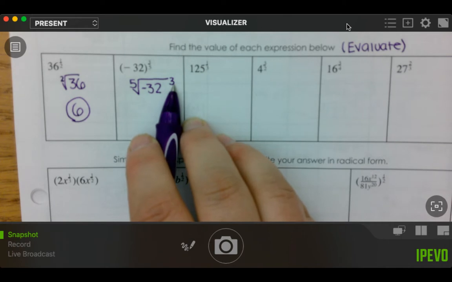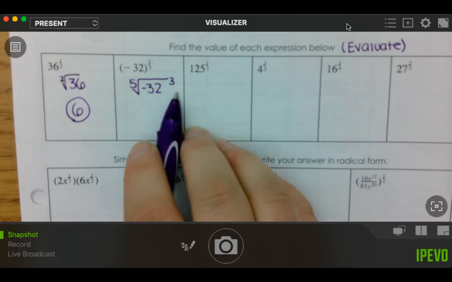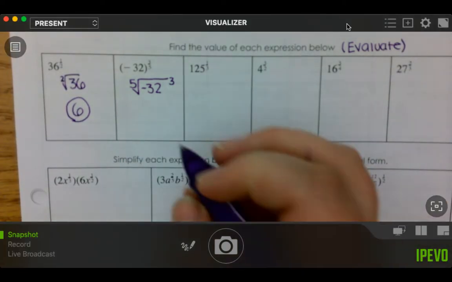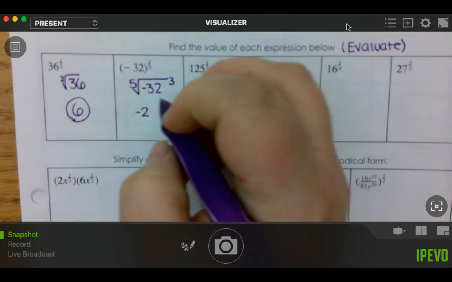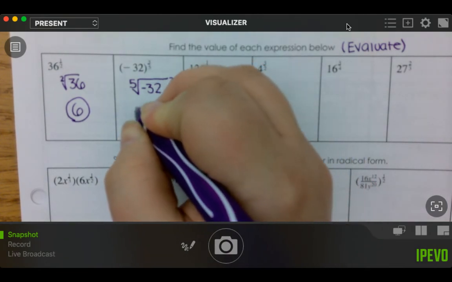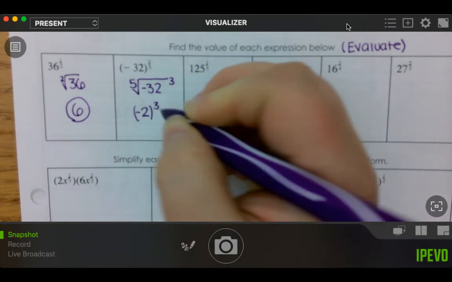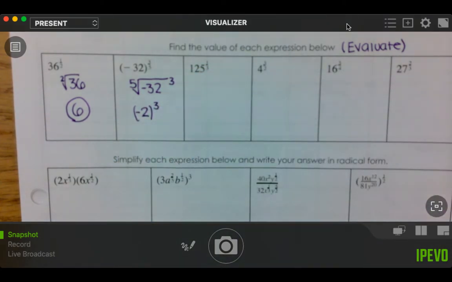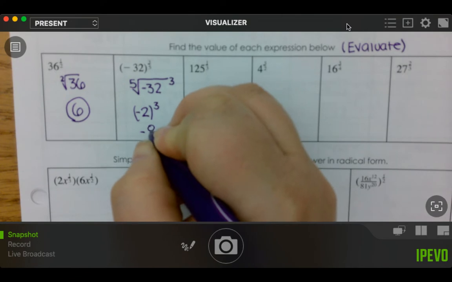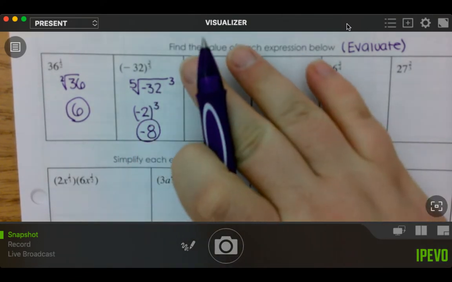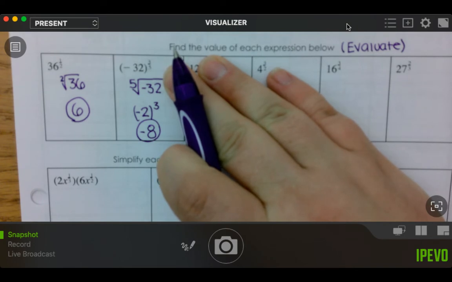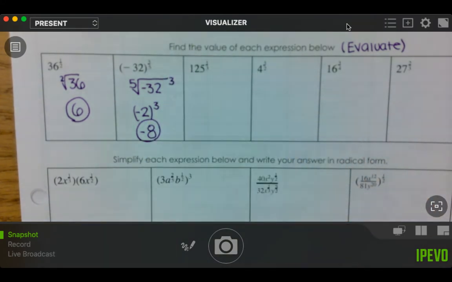And now we have the fifth root of negative 32. 2 to the fifth power is 32, so this would be negative 2. And then you're going to take that to the power of 3. And negative 2 to the power of 3 would then be negative 8. So that's how that extra power works: I'm still doing the fifth root of negative 32, but then I'm cubing my answer.